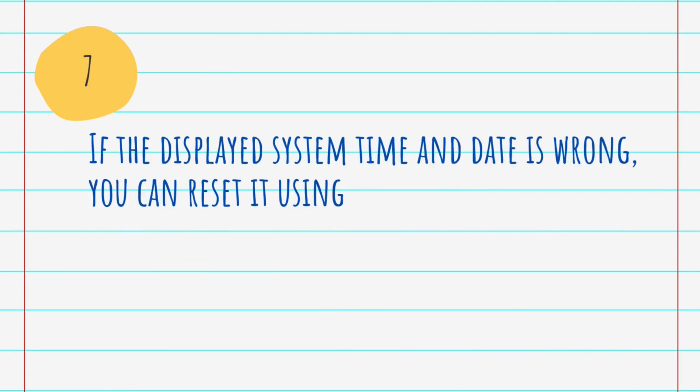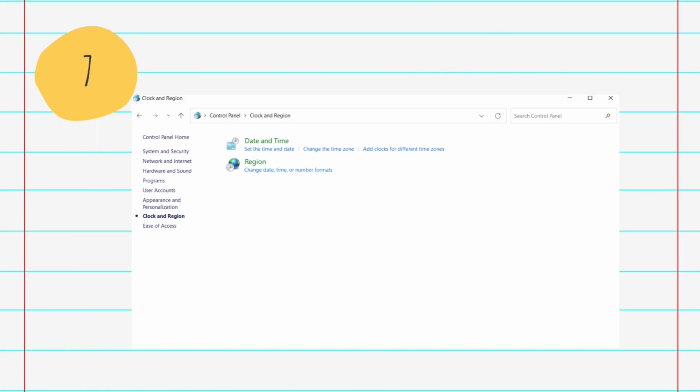Okay. Then question number 7. If the displayed system time and date is wrong, you can reset it using dash. And the answer is control panel. If the displayed system time and date is wrong, you can reset it using the control panel. The control panel allows you to change settings for the mouse, display, sounds, networks and keyboard, to name a few. A user can modify numerous computer hardware and software features using the control panel in Microsoft Windows.